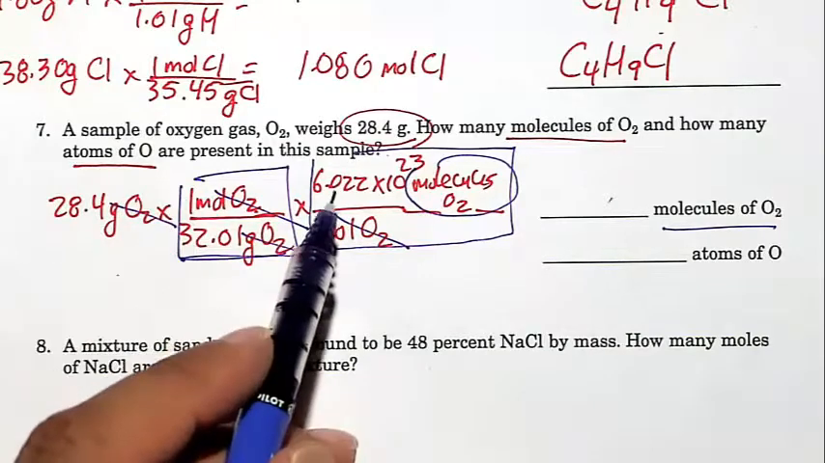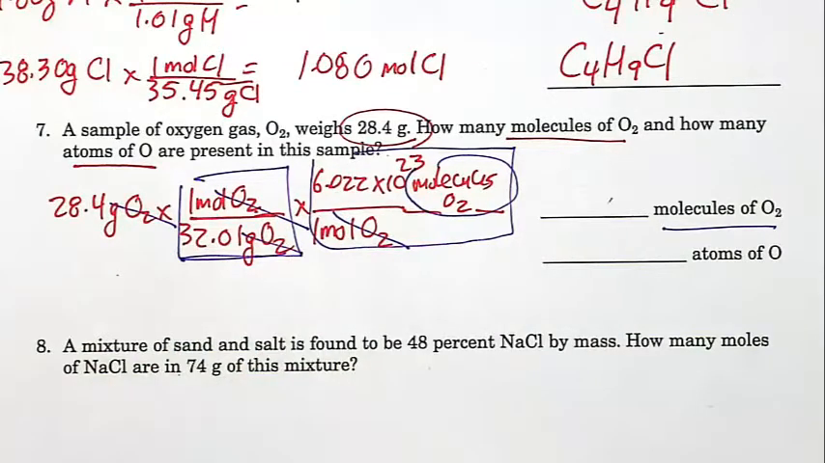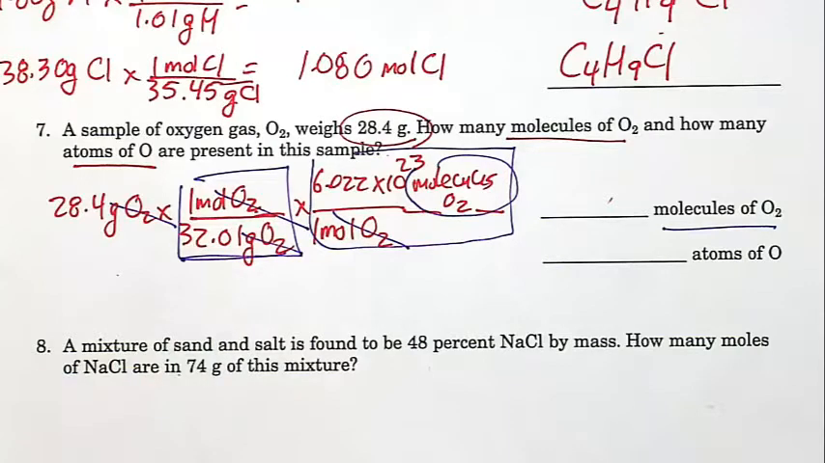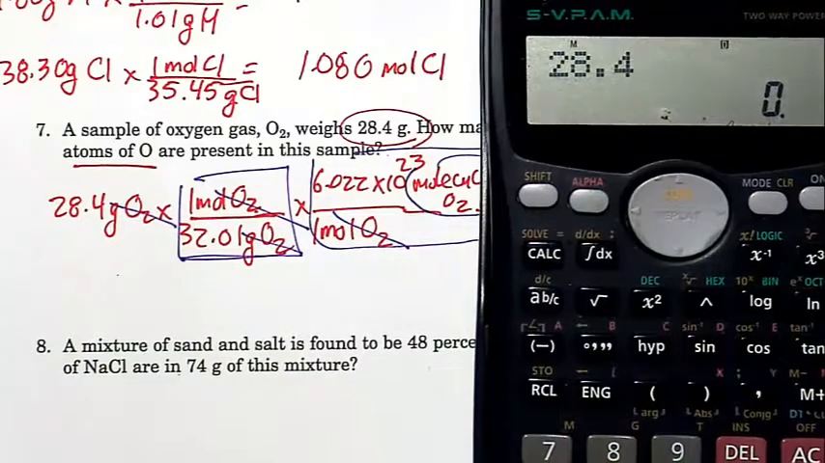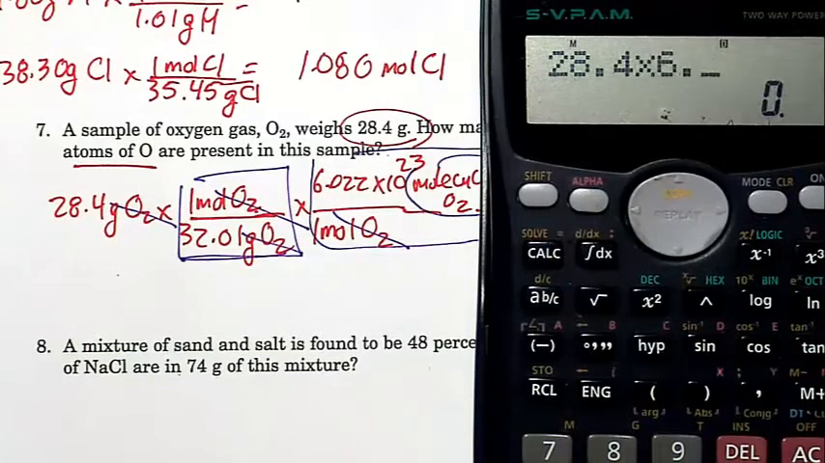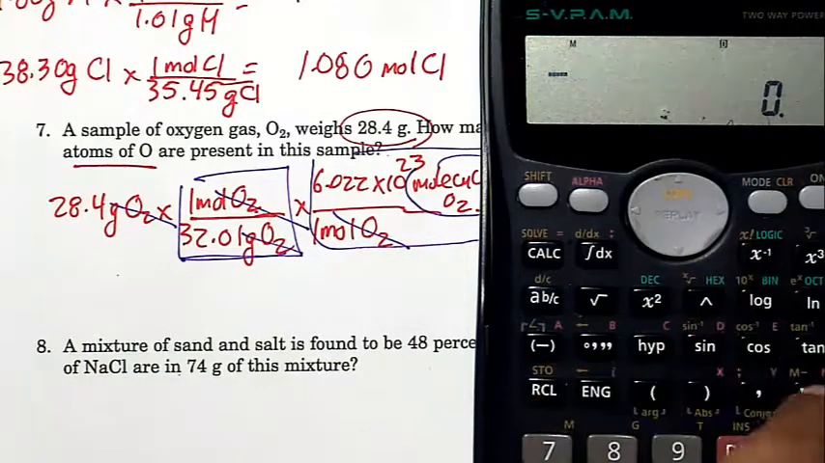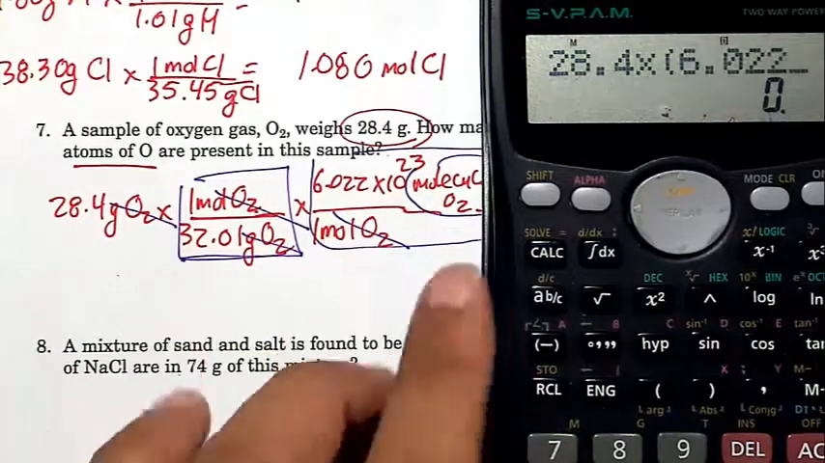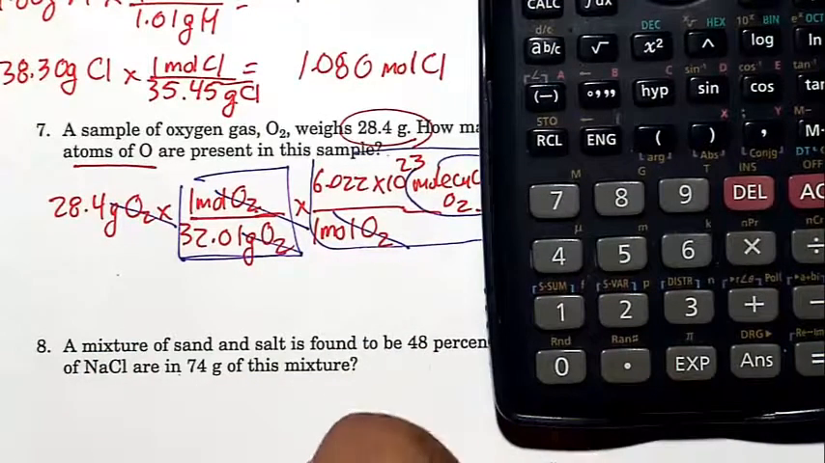28.4 times 6.022 times 10 to the 23. Take that product and divide it by 32.01. 28.4 times, let me do this again here. 28.4 times, I'll do a parentheses, 6.022, get that exponent there.